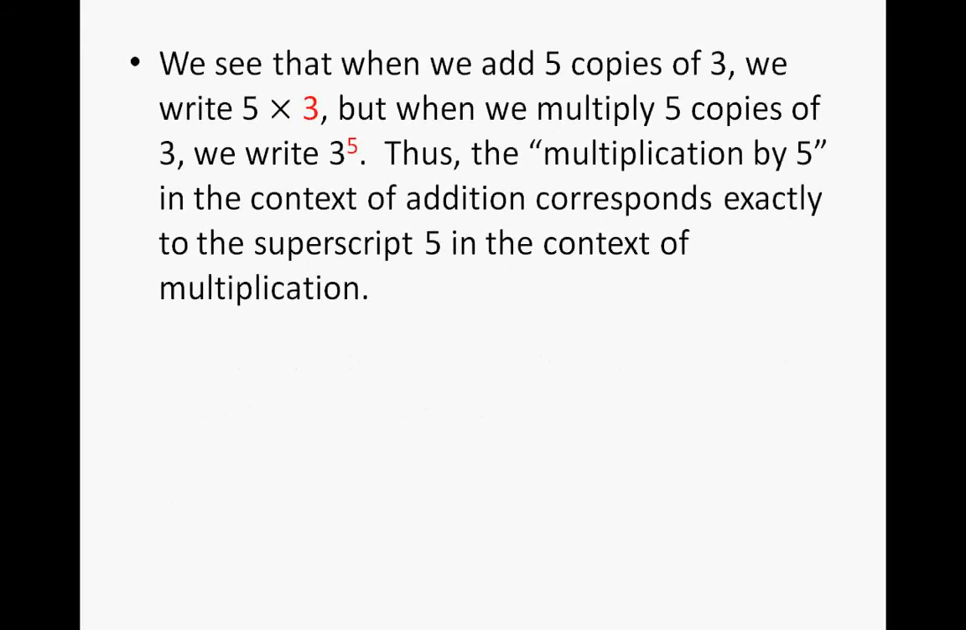So we see that when we add 5 copies of 3, we write 5 times 3, because 3 is being added several times. But when we multiply 5 copies of 3, again, sticking to the same order, we talked about adding 5 copies of 3, now we're talking about multiplying 5 copies of 3. Notice how we write this, it's 3 to the 5th power.